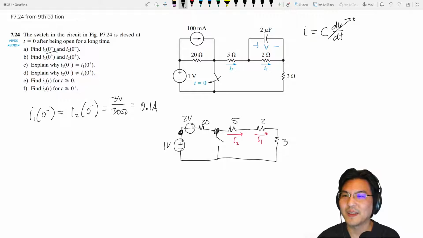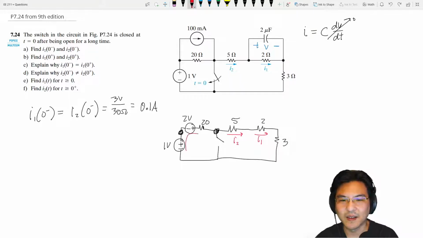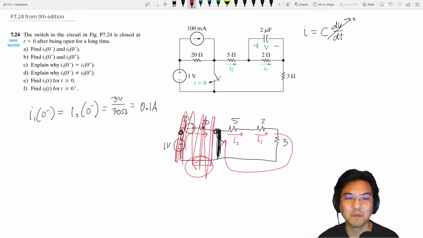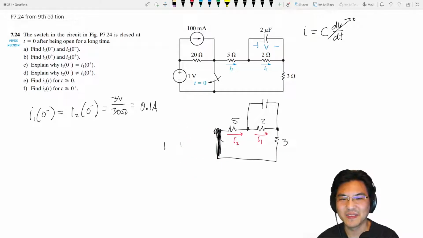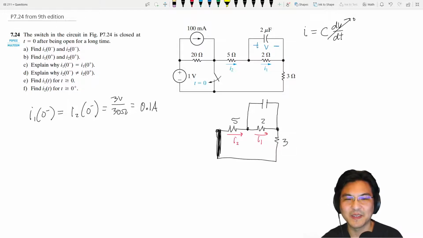Okay, but now after we close the switch, different story, right? Whatever current was going here, 0.1 amps, before, as soon as we close this switch, look, this current goes right this way, and none of it is going to go this way. So none of this will get any current after we close the switch. Okay, so let me clean this picture and we can draw the capacitor again. Okay, and how about I just erase there? So this is after we close the switch.